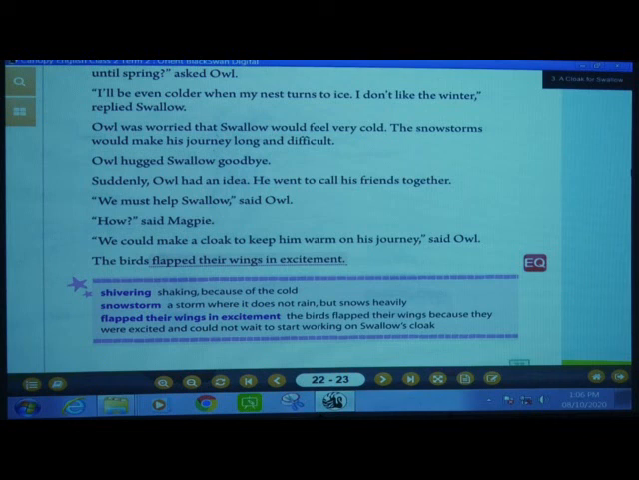We must help Swallow, said Owl. So what did Owl say? We must help Swallow for his journey. Owl said to all his friends. How? said Magpie. Now Magpie asked how we can help Swallow for his journey. Magpie is also the name of a bird. So how can we help?